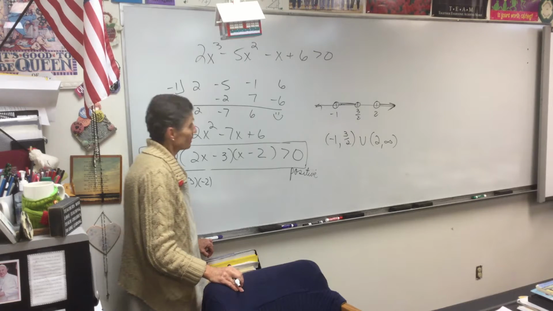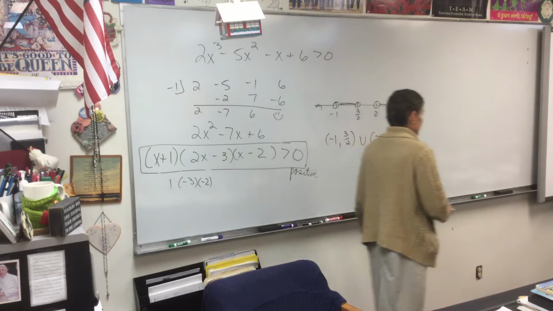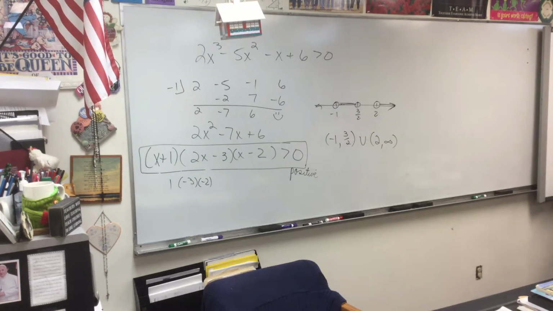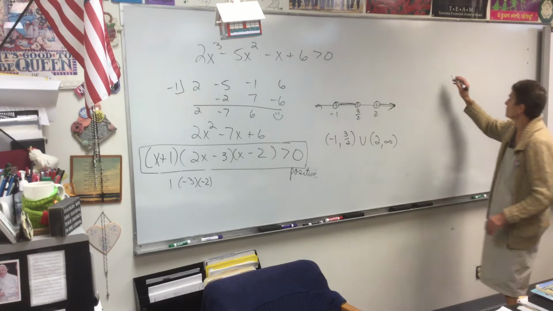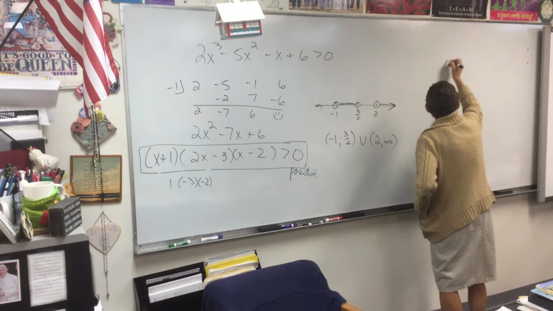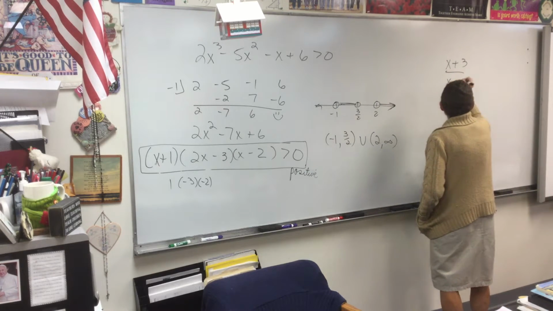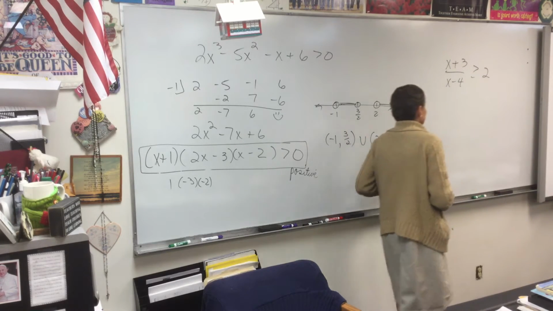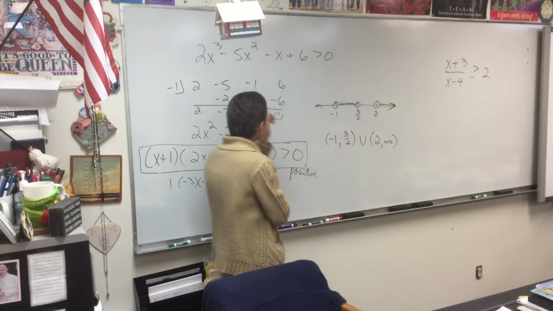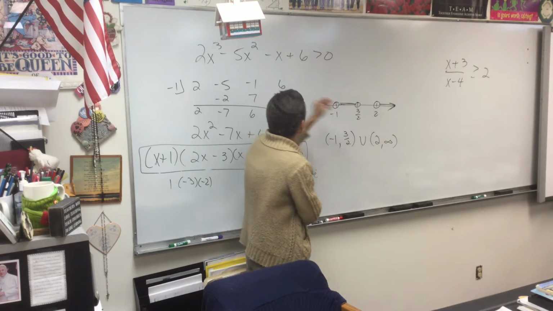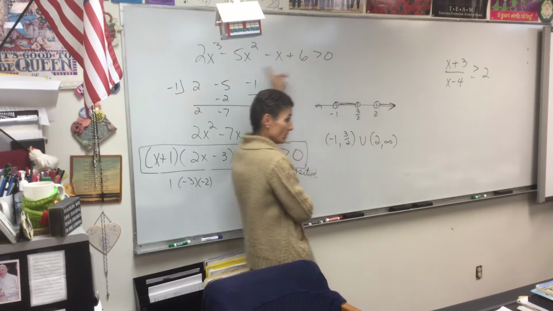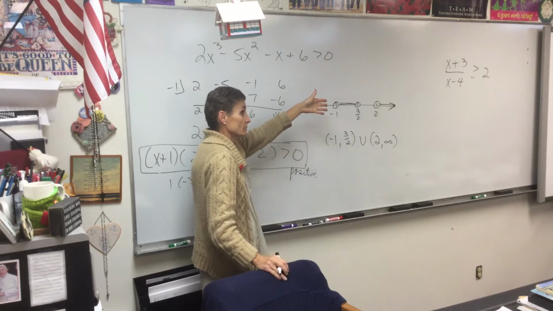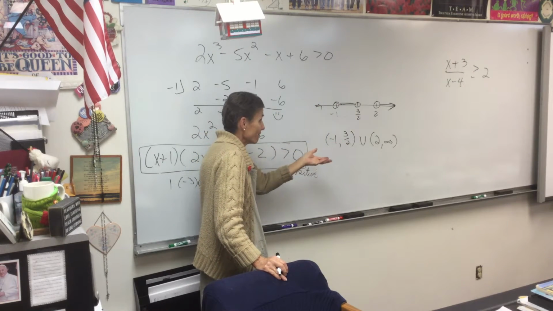Everybody good? Okay. Next, then, we got one more kind of problem to look at, and then I'll just shut up. The last kind of problem we have to look at is something of this form. So instead of being a polynomial, it's another inequality, but it's rational. It's like those things we've been graphing.